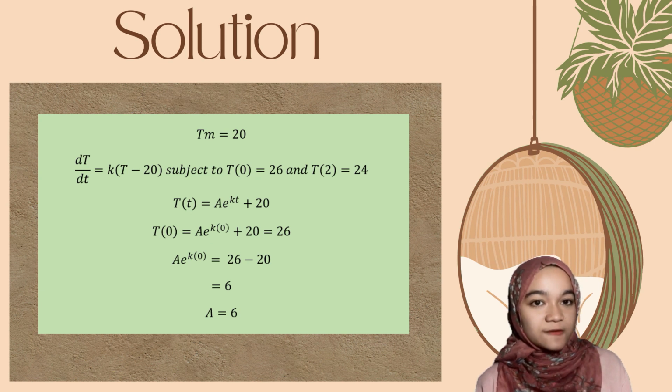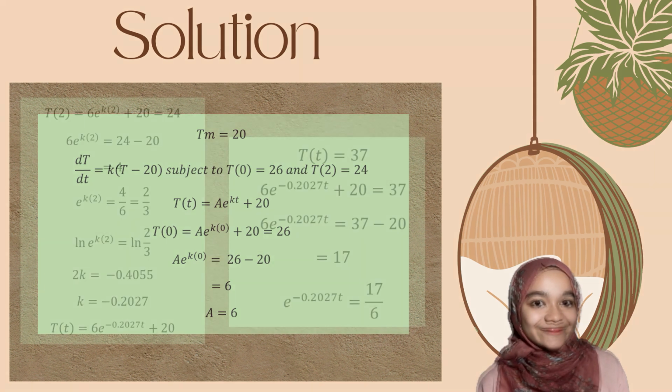For the solution, firstly, we find the surrounding temperature Tm. For this case, Tm is equal to 20 degrees Celsius. The initial temperature is equal to 26 degrees Celsius and the temperature after 2 hours is 24 degrees Celsius. After separating the variables and integrating both sides of the equation, our general solution is T(t) equals A e to the power of kt plus 20. As our initial temperature is equal to 26, we can find the A value. So, A is equal to 6.